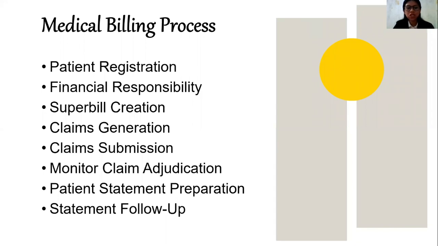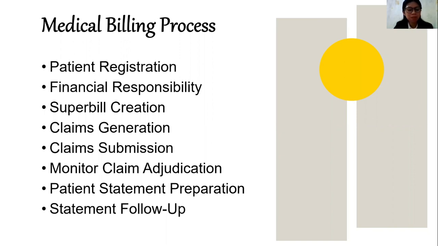Next is the claim generation. In claim generation, a medical biller will then use the super bill to prepare a medical claim to be submitted to the patient's insurance company. Once the claim is created, the biller must go over it carefully to confirm that it meets the payer and HIPAA compliance standards, including the standards for medical coding and format.